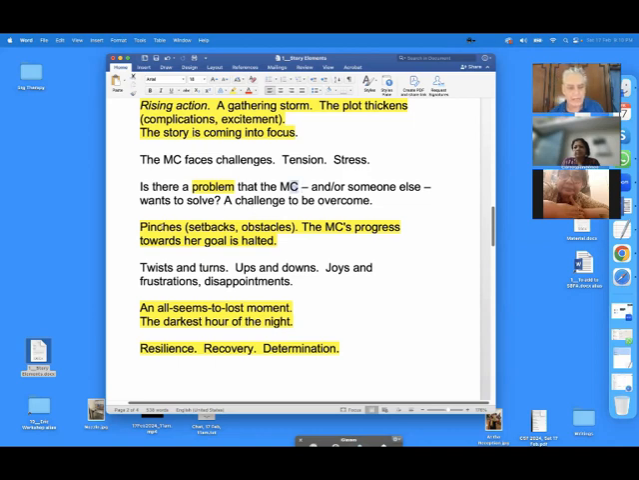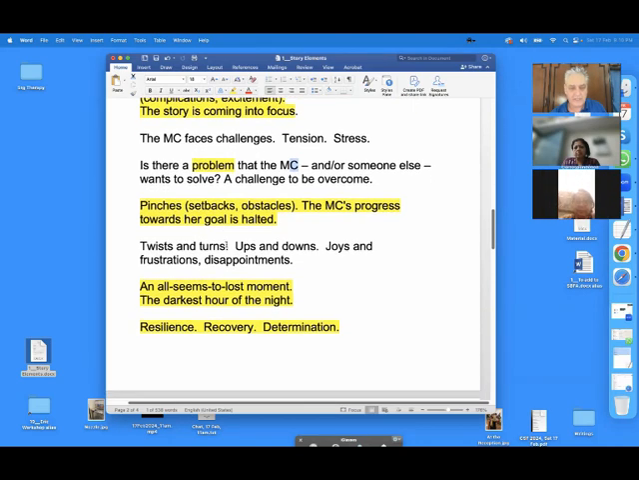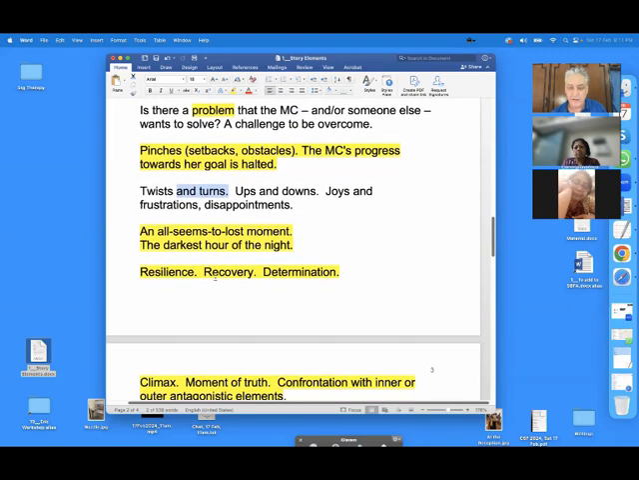Okay, along the way, there will be setbacks, obstacles. Sometimes these are called pinches. You know, when you've been pinched, you have to stop and deal with the pain. So likewise, there are pinches in stories where the character gets taken aback. Twists and turns, ups and downs, joys and frustrations. Along the way, there may be a moment where all seems to be lost. It was a good try, but it's crushed. It's lost. It's the darkest hour of the night. But then there may be resilience and recovery.